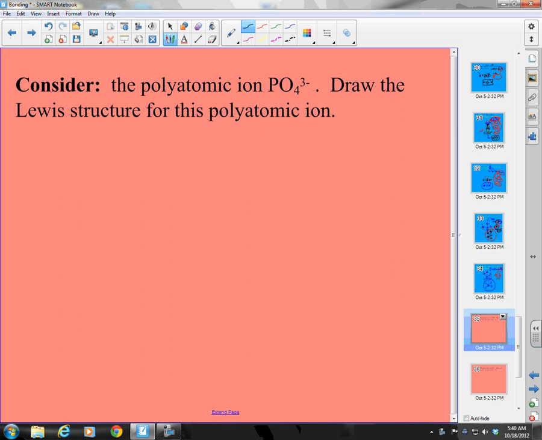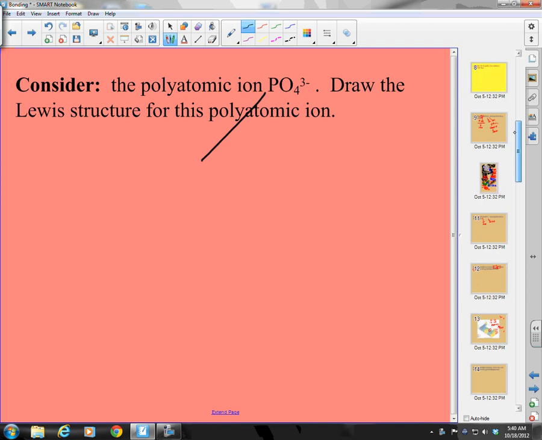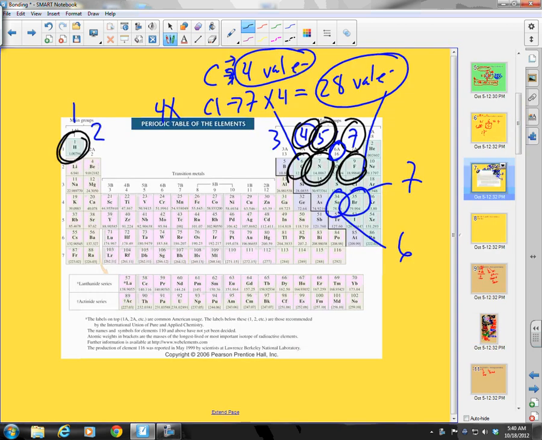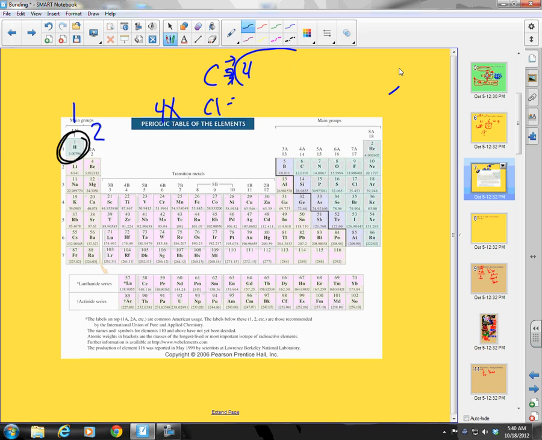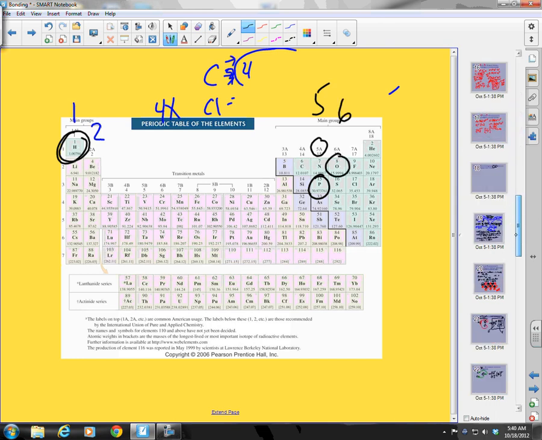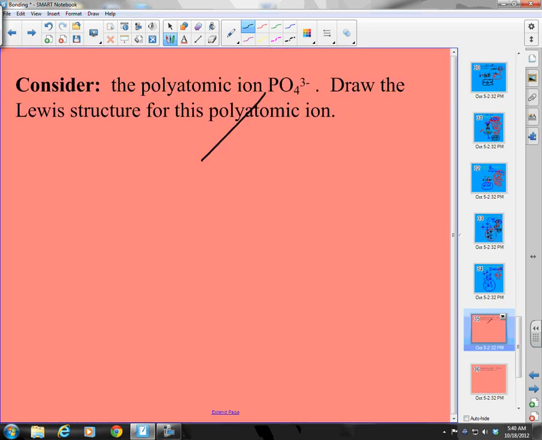Draw the Lewis structure for this polyatomic ion. And where do we always begin? We start with counting our valence electrons. So we look on our periodic table. Let's find phosphorus. Here is phosphorus, and that would have 5 valence electrons. And here's oxygen. It has 6. So phosphorus 5, oxygen 6. Good. So here we go. 5 valence electrons, and then I have 6 for oxygen, but I have 4 of those.